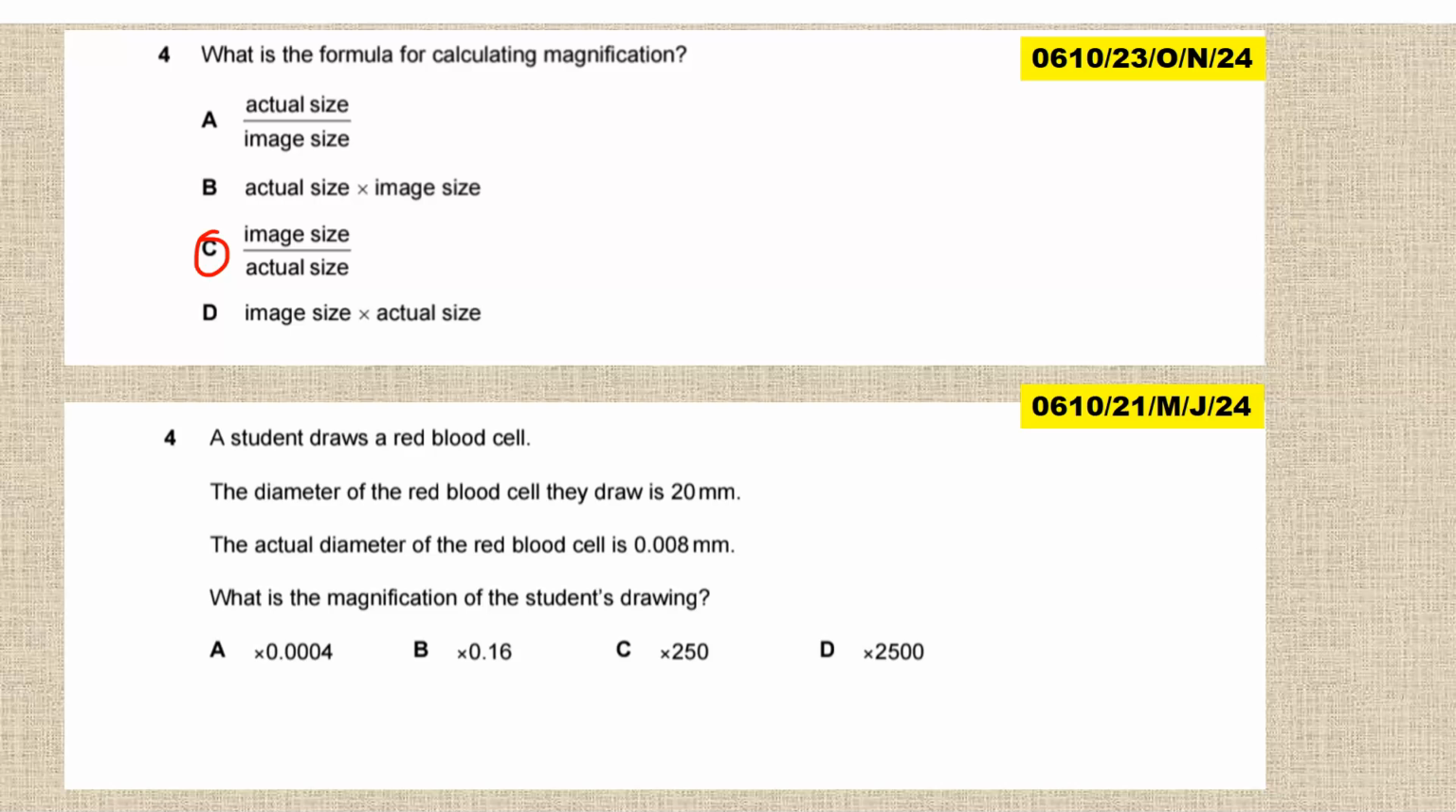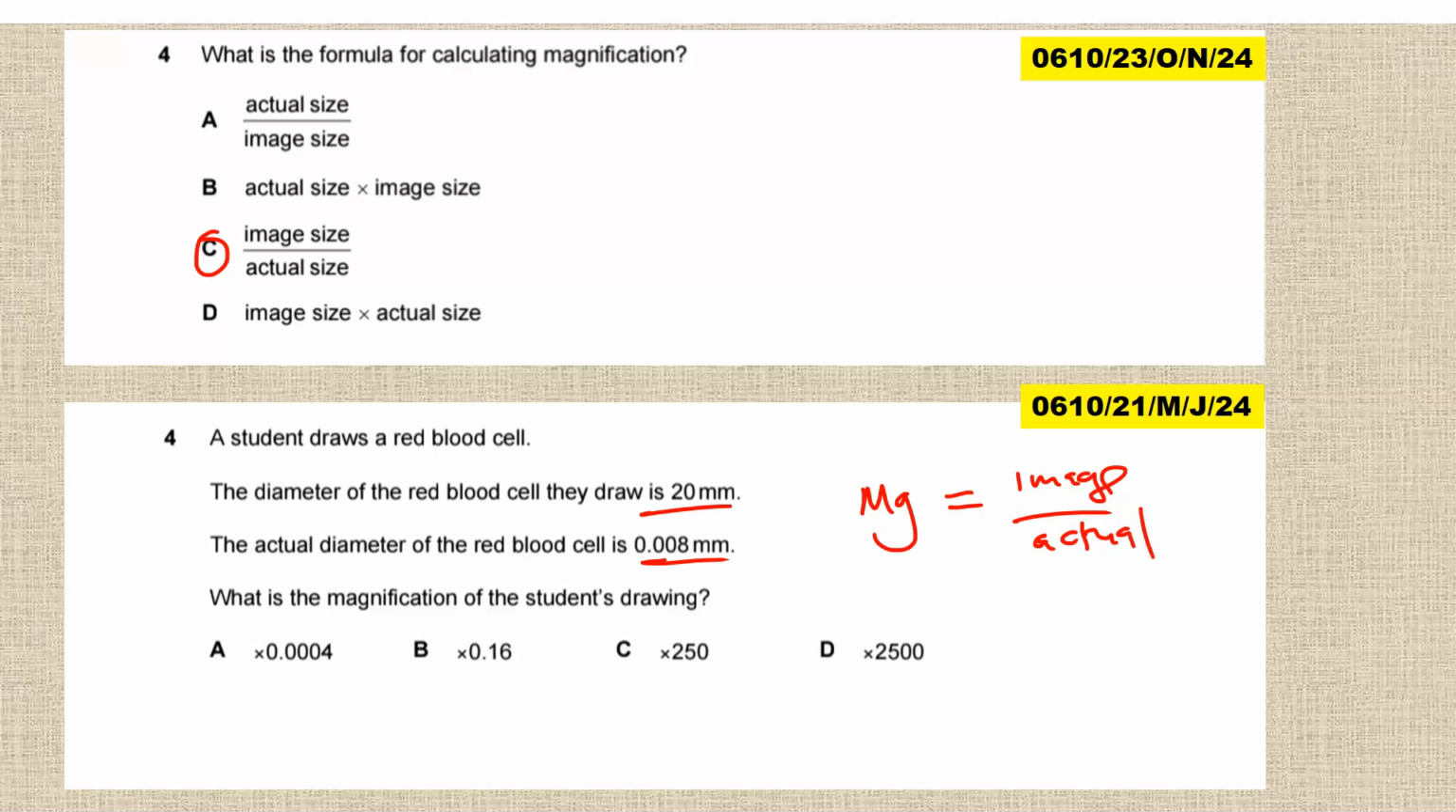Question 4, that is this other question, please. Pay attention, these are coming from different years. So we are into 2024. The one that we've just answered comes from paper 2, variant 3, October, November 2024. This one is variant 1, paper 2, variant 1, May, June 2024. A student draws a red blood cell. The diameter of the red blood cell drawn is this. The actual diameter of the red blood cell is that. What is the magnification? Magnification is equal to image divided by actual.